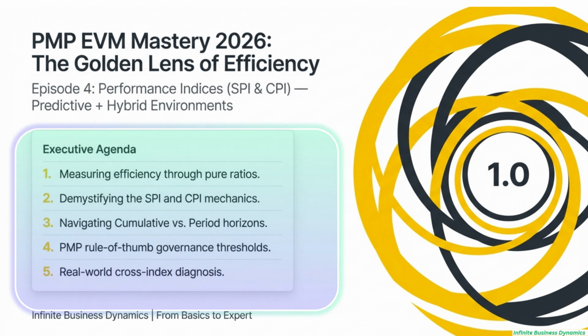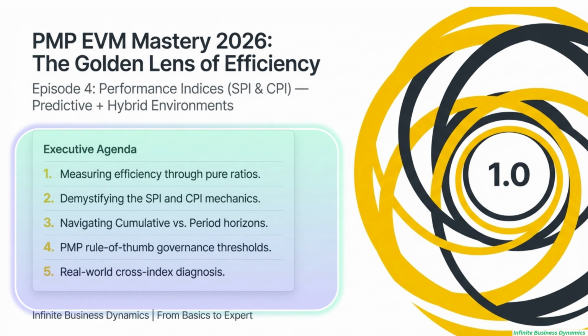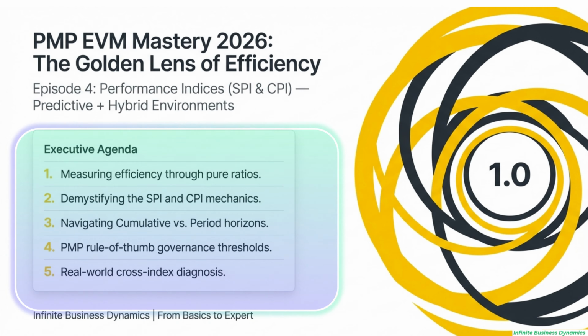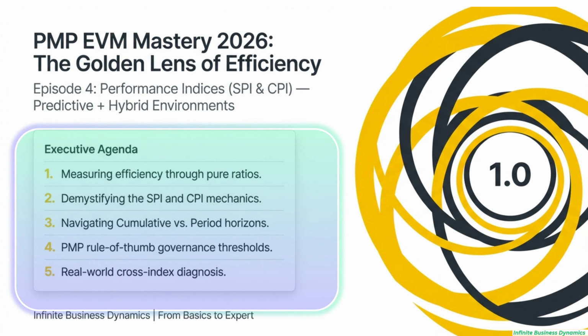So let me ask you something. Are your projects really on track? I mean, sure, knowing you're a few $1,000s off budget, that's one thing. But knowing how efficiently you're using every single dollar, every single hour, that's a completely different level of project mastery. And today, we're unlocking that level.